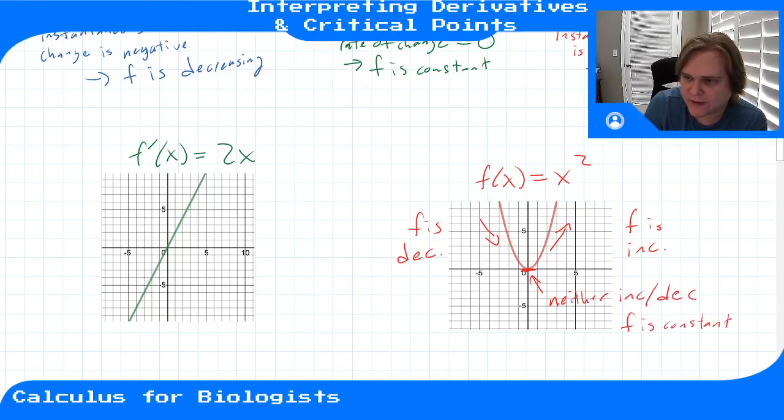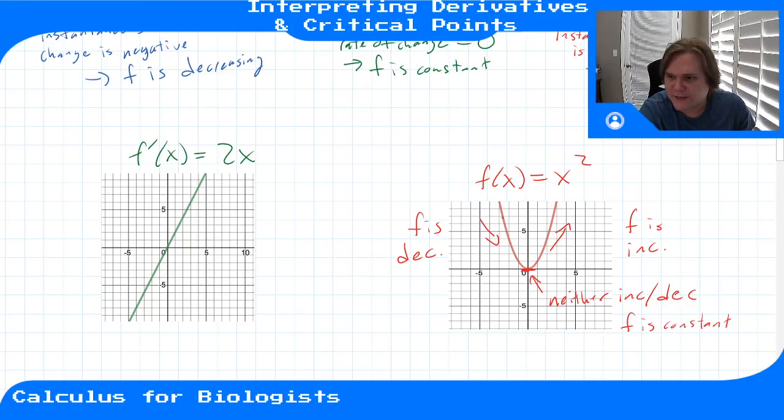At that moment right here, it's really not increasing or decreasing, because it depends on which direction you move. So if we look at the derivative of this function, it should correspond to this information. When f is decreasing, that's for x less than zero. If we read this graph, f is decreasing as long as x is less than zero.